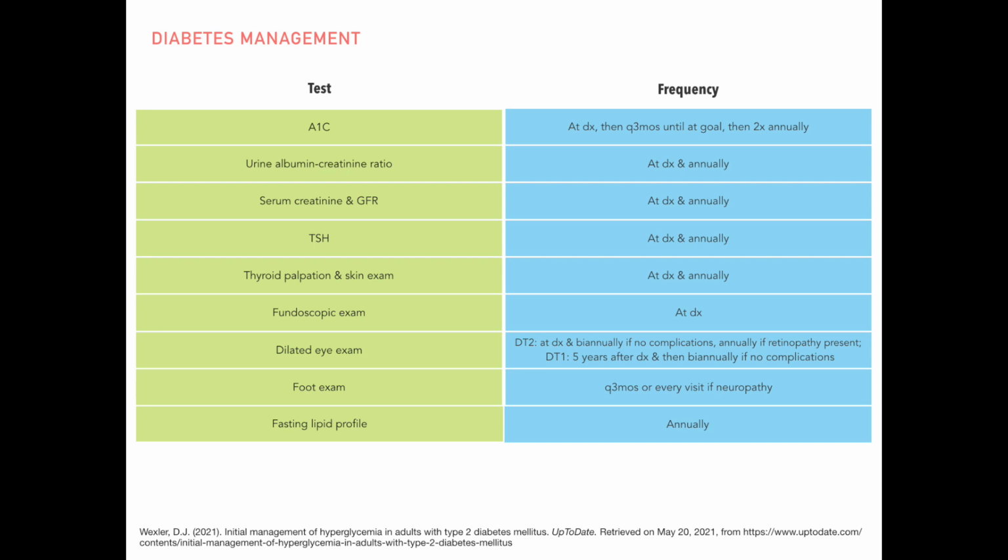For our patients with type 1 diabetes, we can do this dilated eye exam within 5 years after diagnosis. And then the same, if they have no complications, biannually is appropriate, or if retinopathy is present, then we need to do it annually. And then foot exam, obviously we know that's really important for our diabetic patients. This should be every 3 months or every visit if the patient has neuropathy.